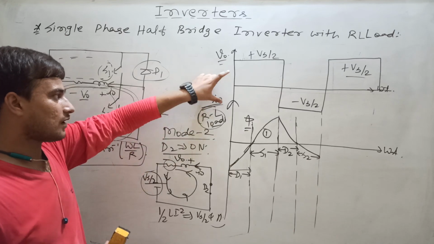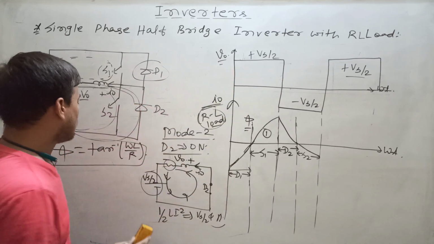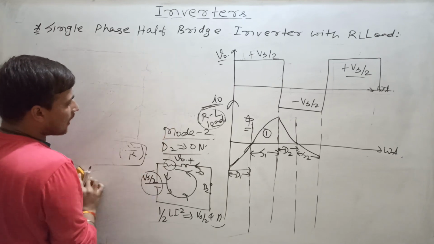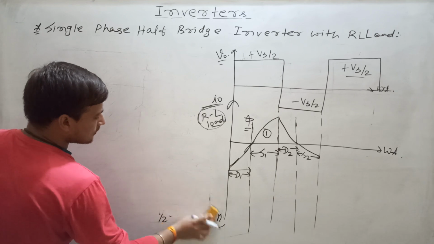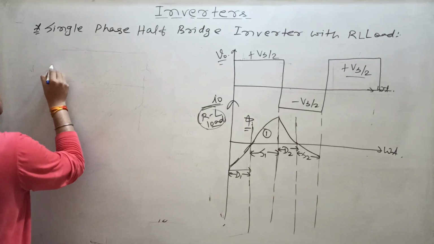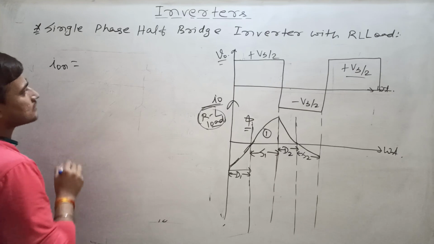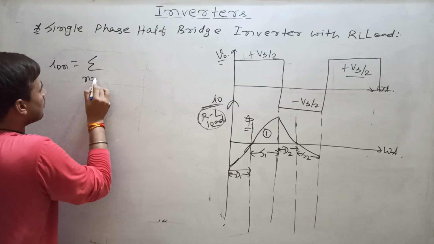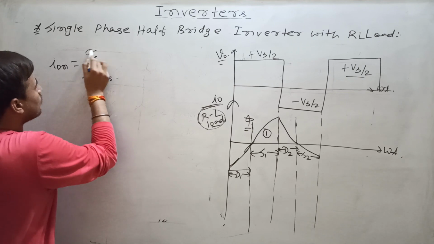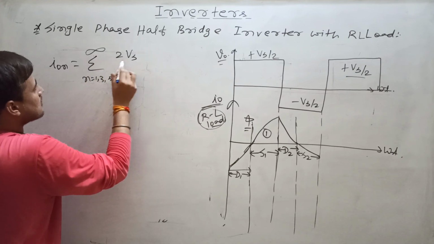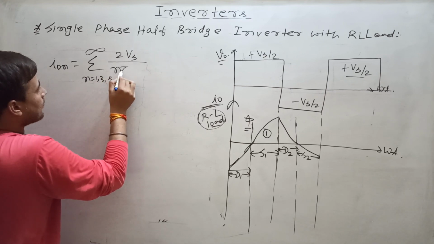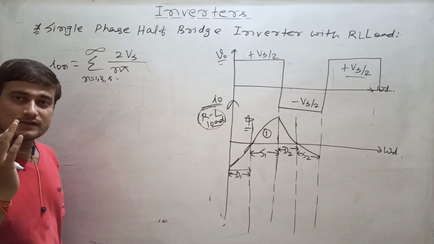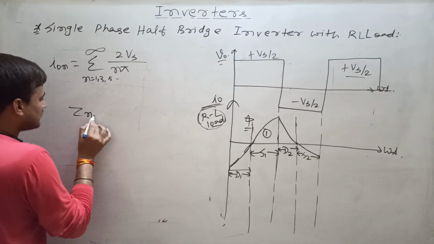Expression for current, because the voltage is already fixed. Now you have to write the expression for current. So what will be the expression for current? And I am writing in terms of Fourier series. So i0 will be written as sigma n equal to 1, 3, 5 up to infinity, 2 Vs divided by n pi, into, now it will be divided by impedance Zn.